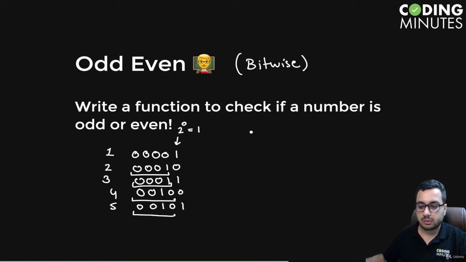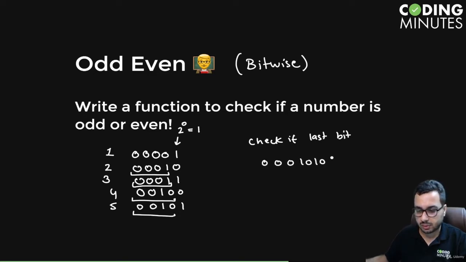So what we need to do is check if the last bit is 1 or not. Let's say we have some number 0 0 0 1 0 1 0 1 1. What we can do is AND it with this 1. What is this 1? This is nothing but 0 0 0 0 0 0 0 0 and 1.